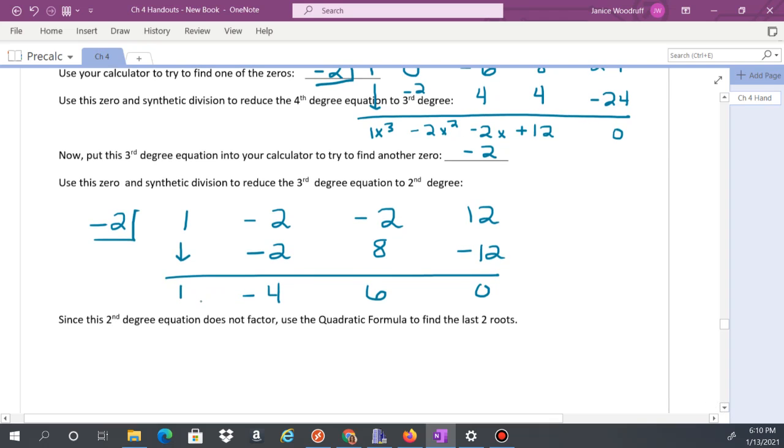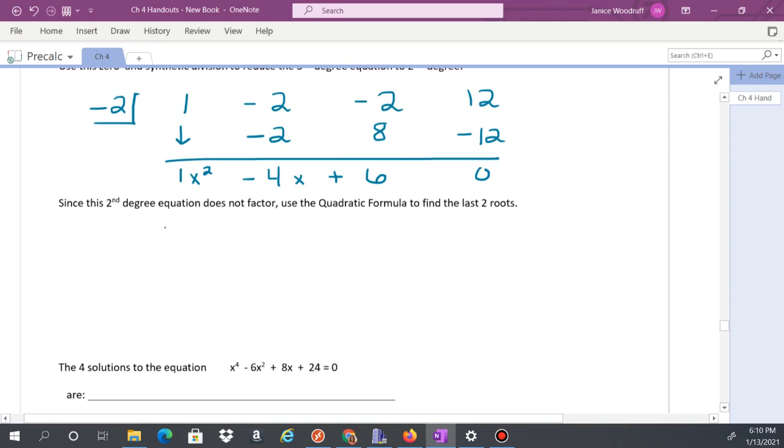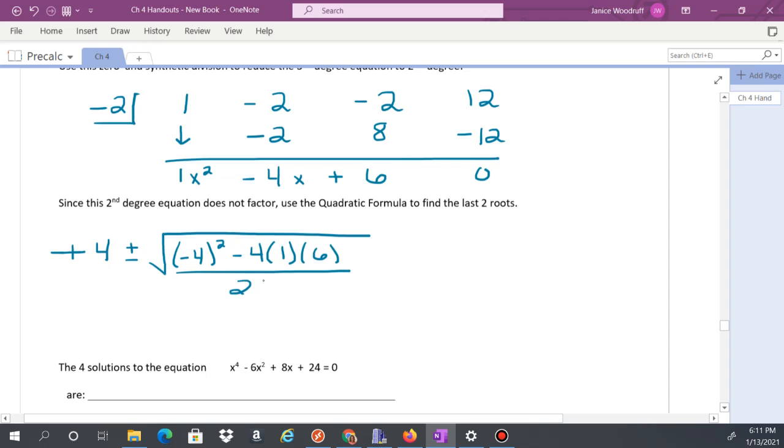I've got 1x squared minus 4x plus 6. And I can't factor that, so I use the quadratic formula to find the last 2 roots. So let's see here. You guys remember the quadratic formula? Just checking. All right, so you've got -4. So that's going to be +4 plus or minus square root of b squared, so -4 squared minus 4 times 1 times 6 all over 2.